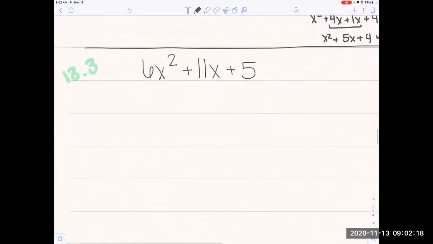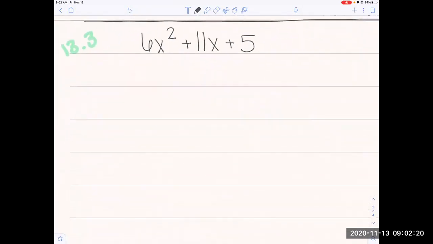So the next example, now we're moving into 13.3. I've got 6x squared plus 11x plus 5. As soon as I see that the leading coefficient, that first term, is not 1, that's kind of my clue. There's either A, a GCF, which 6, 11, and 5 don't have anything in common, or B, which is this one, 13.3. So I'm just going to factor it like normal.